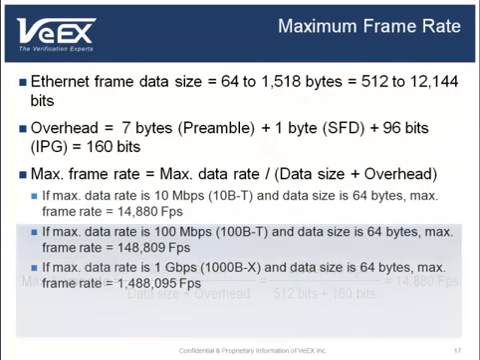In 100 base T, if the data size is 64 bytes, the maximum frame rate is 148,809 frames per second. In 1000 base X, if the data size is 64 bytes, the maximum frame rate is 1,488,095 frames per second.